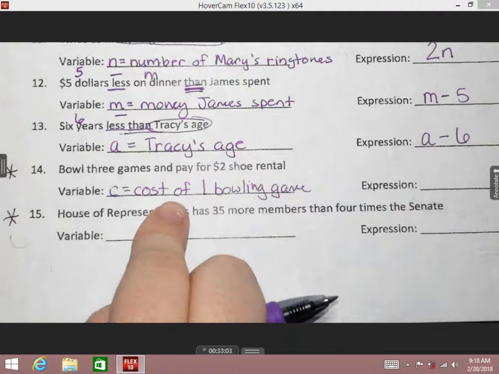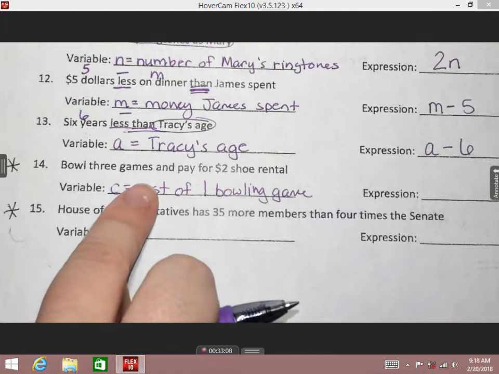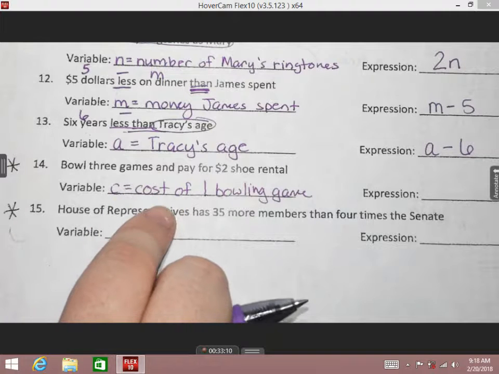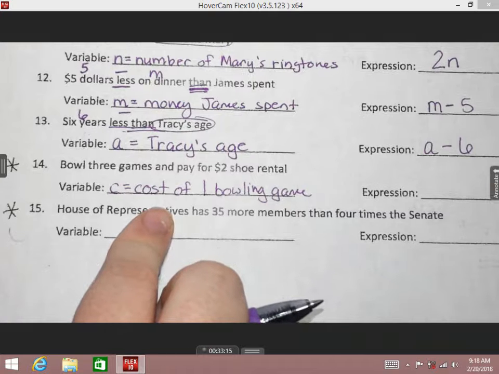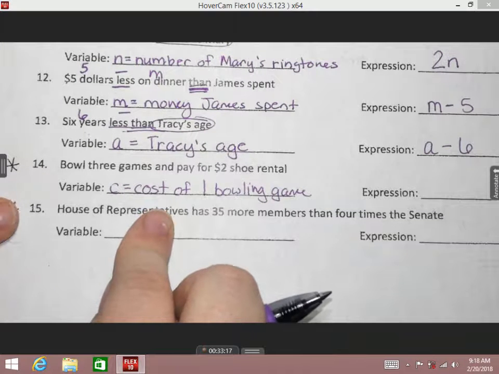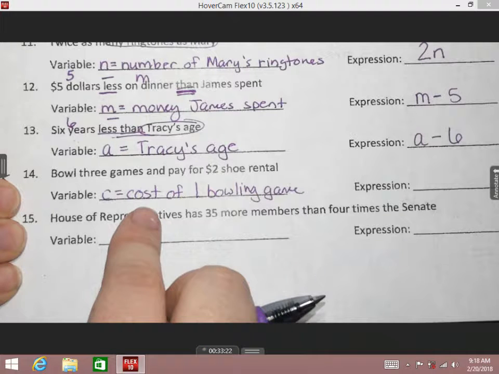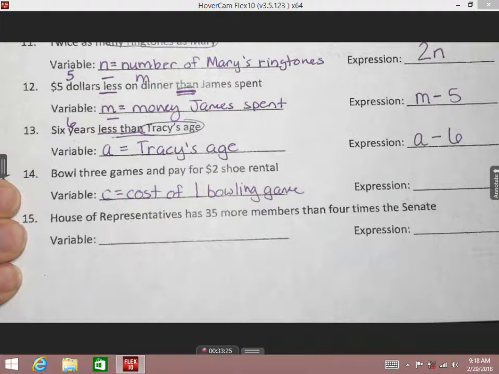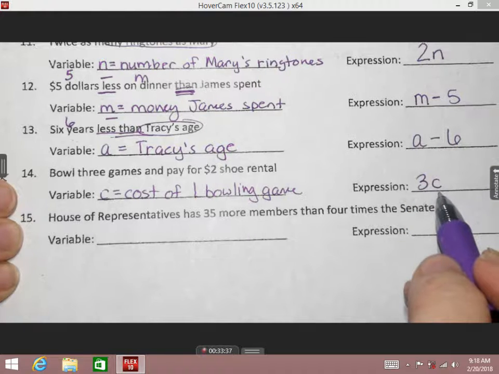Now, that 1 bowling game, what do I need to do to it since I played 3 times? What operation does times mean? Multiply. Okay? So how would I write that if I'm needing to multiply? 3C, because it's 3 times the cost of 1 bowling game.